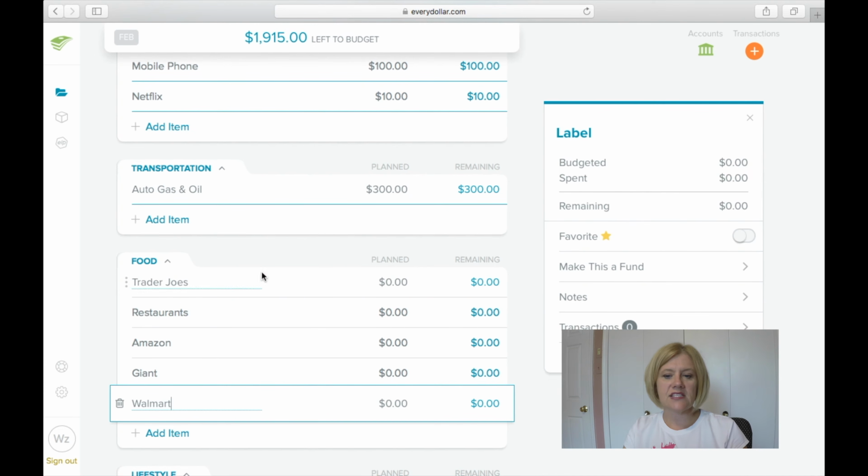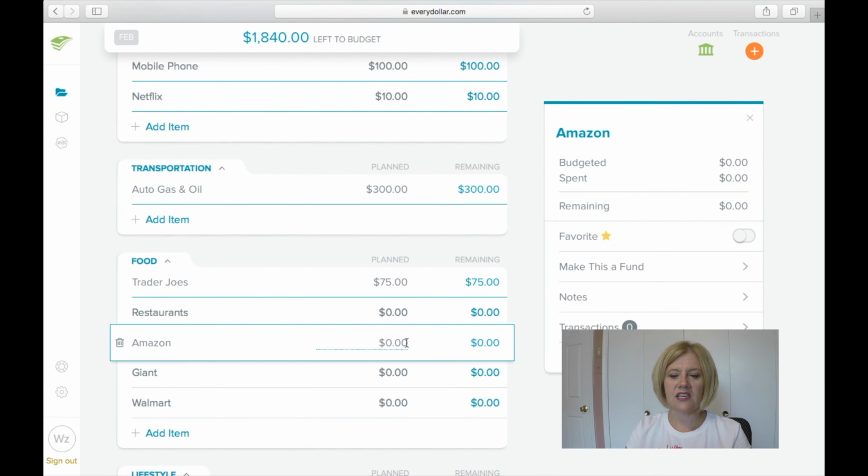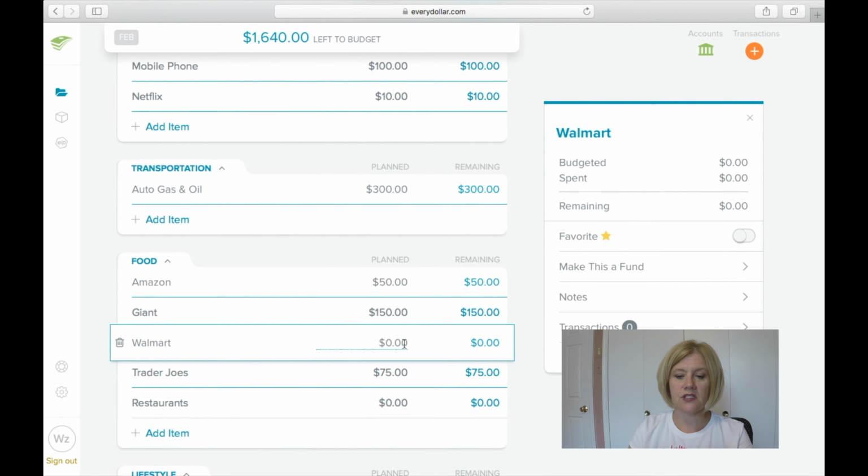So for us, we're going to say I'm going to go to Trader Joe's and I'm going to spend $75 because Trader Joe's is where I like to get my lunch stuff for work. And Amazon, I'm going to spend about $50 on Amazon this month. And so Giant, I'm going to spend about $150, and then at Walmart, I'm going to spend $200.